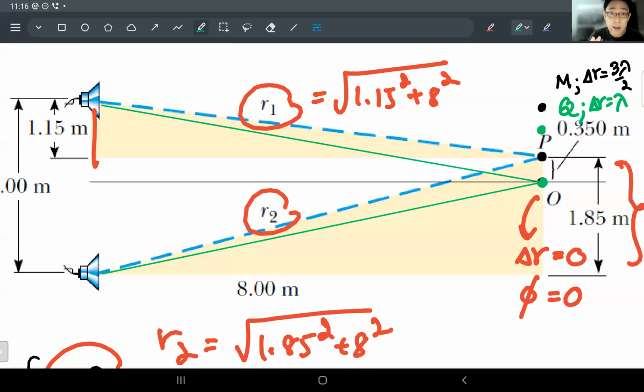And if you keep walking up, it will come back and be loud again. That's when delta R is 1 lambda. You keep walking up to point M, it will be quiet again. That's delta R is 3 lambda over 2. And if you keep walking up, now you can guess at point N, delta R is going to be 2 lambda, on and on and on.